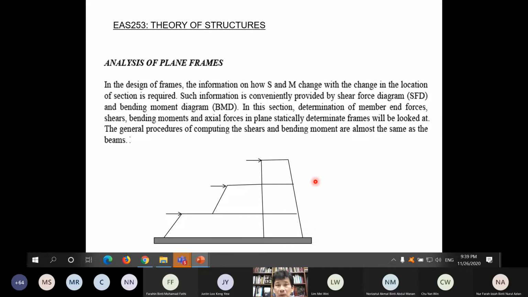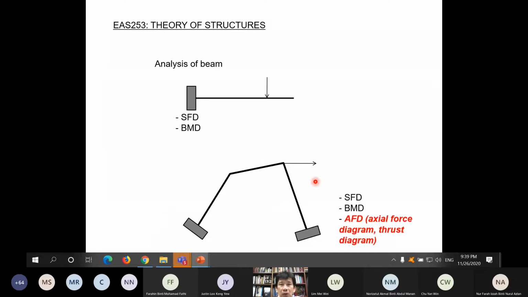So shear force diagram, bending moment diagram for frames, it is part of the important design process because we want to know where is the maximum shear force, where is the maximum bending moment, and how do they change along different parts or different members of the frame. Okay, so the procedure is the same like what we used for beams, but because of the additional characteristics of frames which we do not see in beams, there are additional calculations.